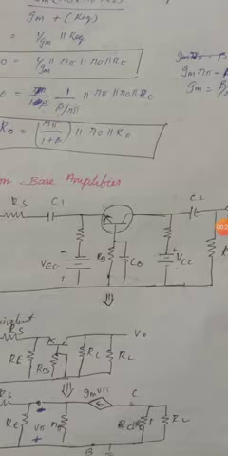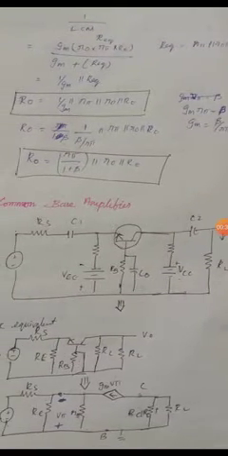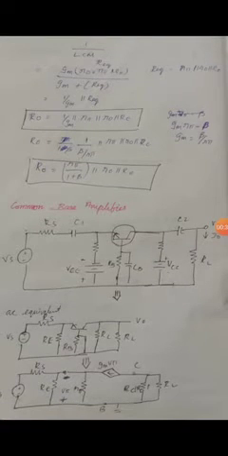To provide biasing, we have to provide two separate DC sources. For the emitter, you have to provide minus VEE. For the collector, you have to provide plus VCC. So, this is the circuit. As per our analysis steps, first we have to draw the AC equivalent circuit for this one.